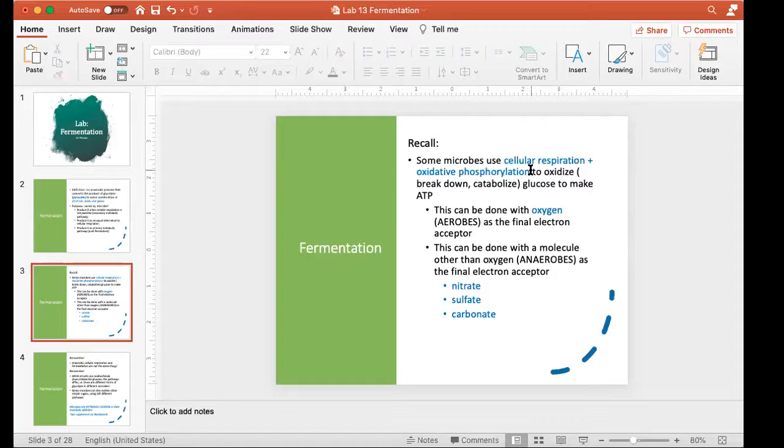Some microbes do this aerobically, some do it anaerobically. It can be done with oxygen as the final acceptor. Those are the aerobes. It can be done without oxygen if there's another final electron acceptor. And remember, we have a list of the most common: nitrate, sulfate, carbonate. Those are the anaerobes.